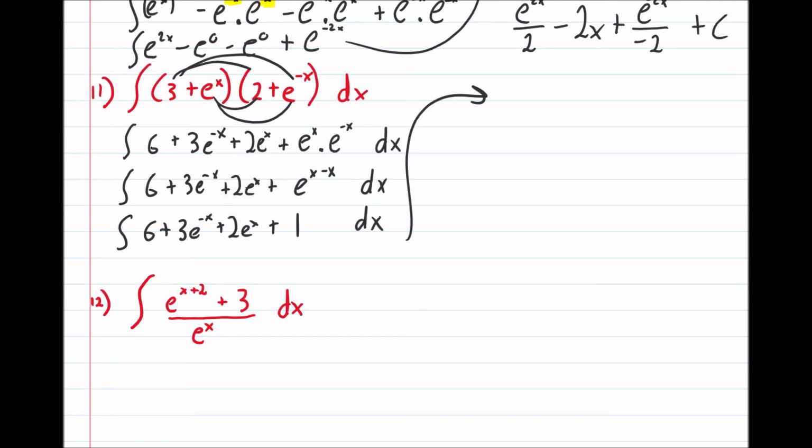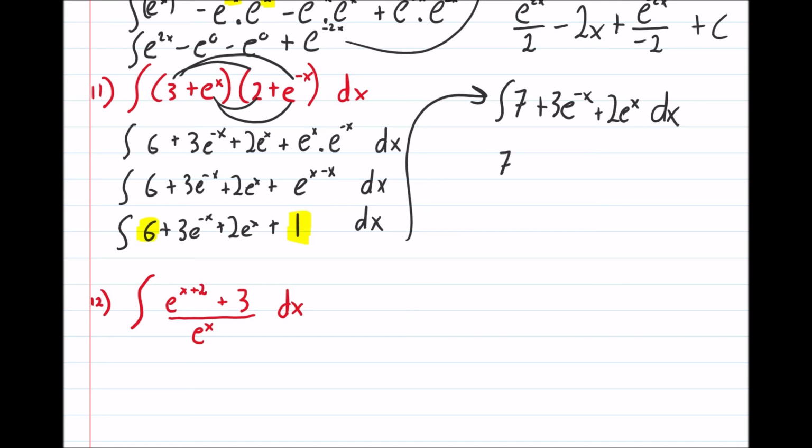We just come over here. 6, actually no, 7, because 6 and 1 is 7, plus 3e to the minus x plus 2e to the x dx. And now I can integrate that.